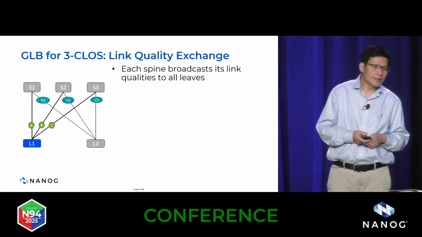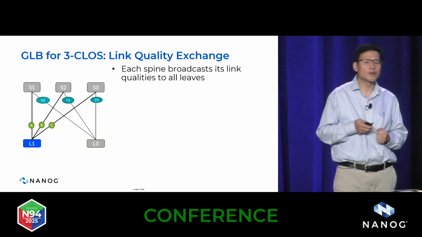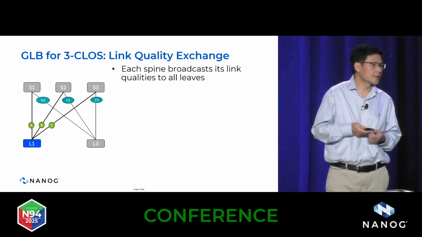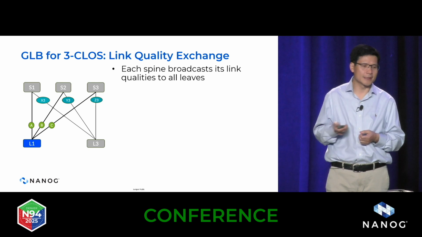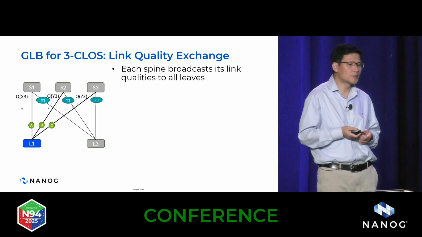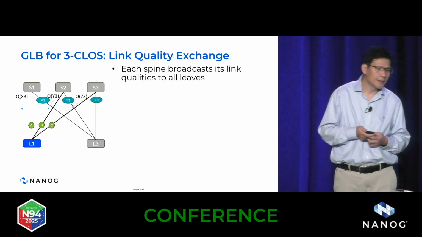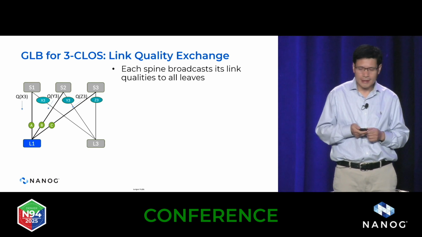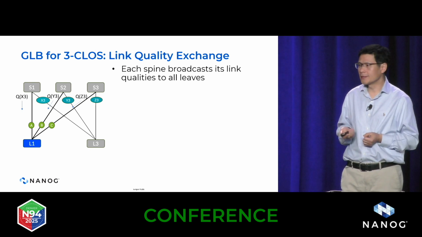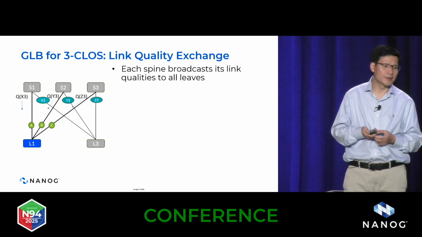Once the topology is discovered for this three-stage CLOS network, the next step is to exchange the link quantity. That way, we can detect not only the local congestion, we can also detect the remote congestion. In this three-stage CLOS network, we let each spine broadcast its link quantity to each of the leaves. So in this example, the spines S1, S2, S3 will be sending the link quantity of the links X3, Y3, Z3 over the quantity messages called QX3, QY3, and QZ3.